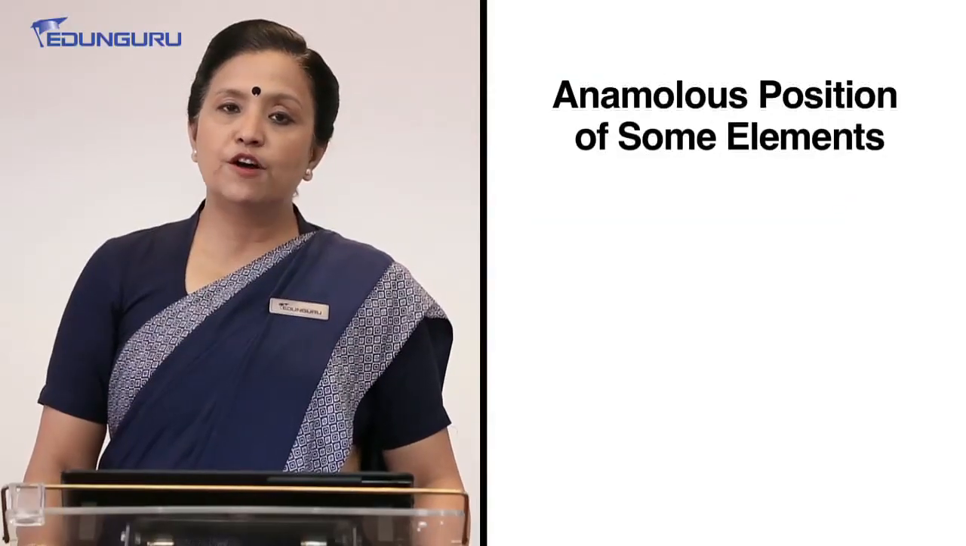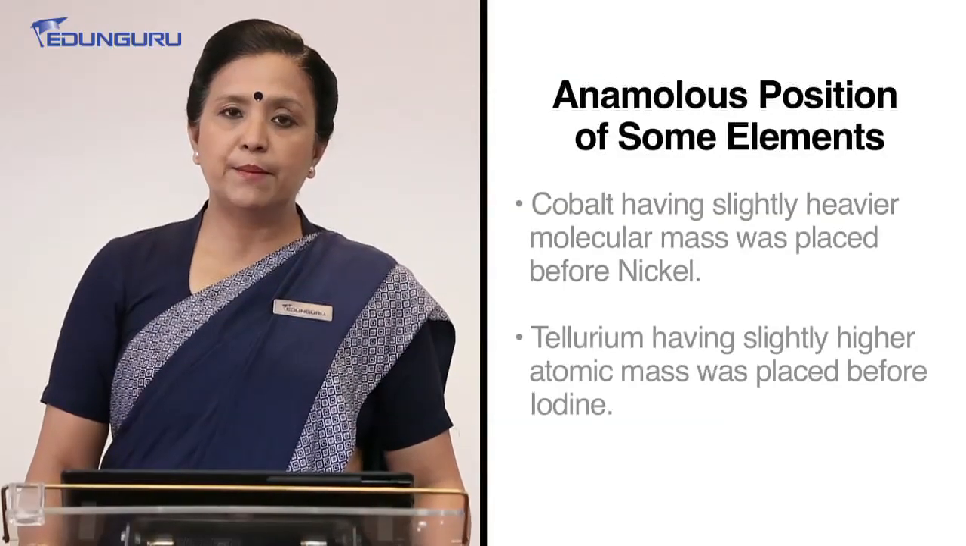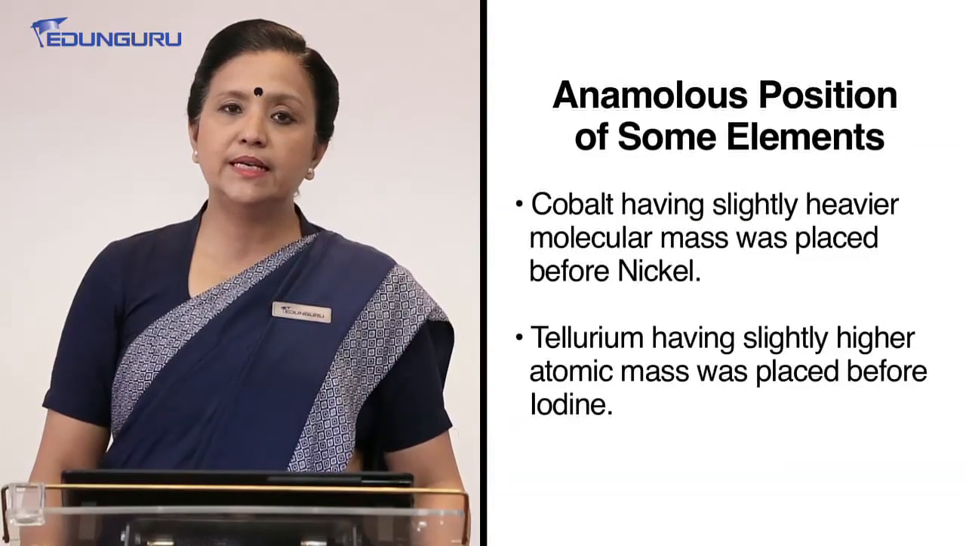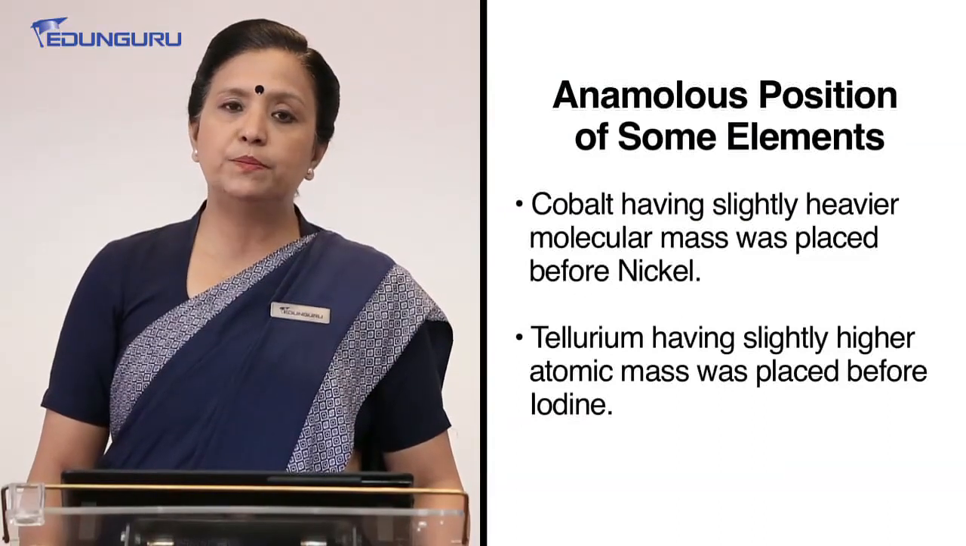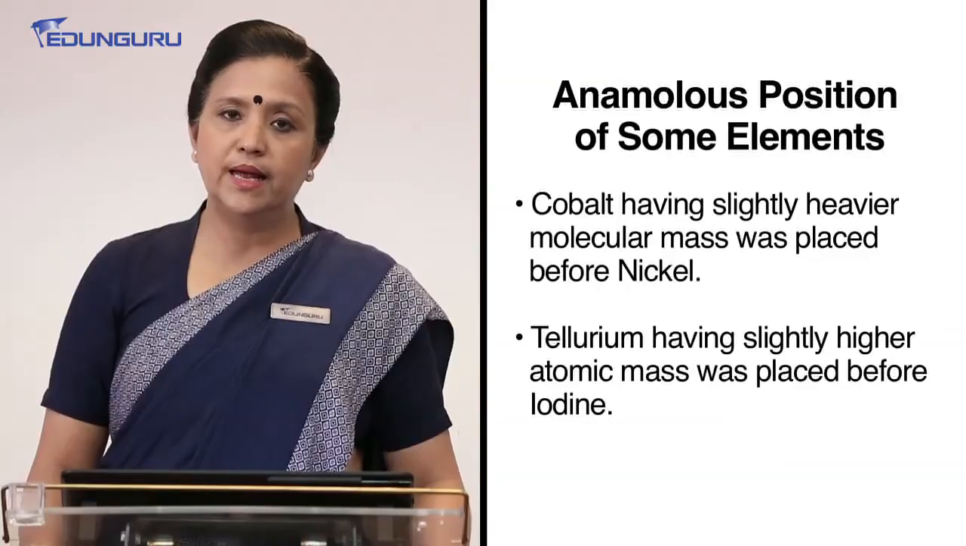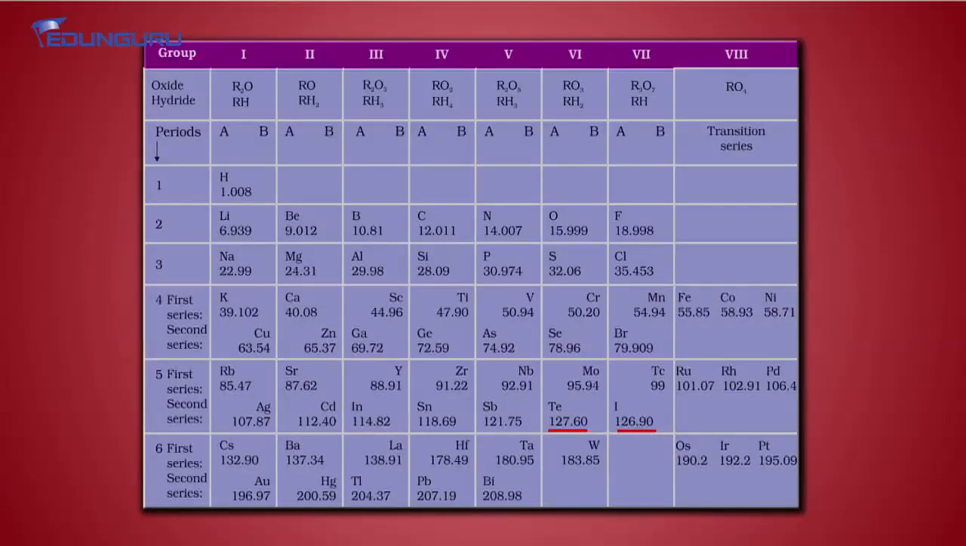Anomalous position of some elements. For example, cobalt having slightly higher atomic mass was placed before nickel, and tellurium having slightly higher atomic mass than iodine was placed before iodine. Even with these drawbacks, Mendeleev's periodic table was a very important way of classification of elements.